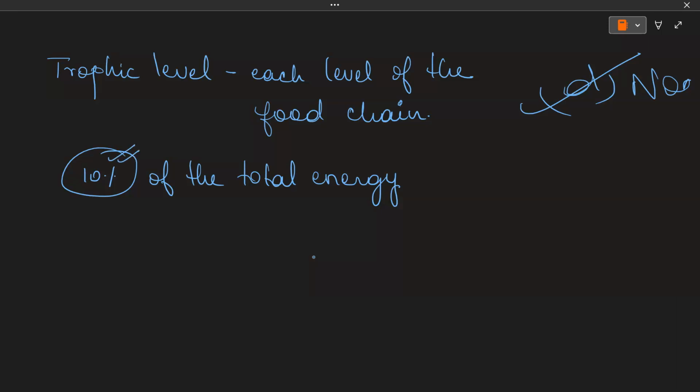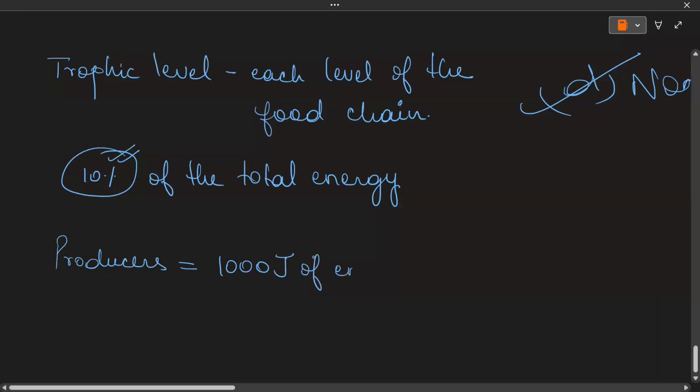10% of what? 10% of whatever total energy is available at that point of time, that will only be transferred to the trophic level. Suppose the producers are producing the energy, while herbivores take it, they just take 10% of energy. Let's just say the producers are making 1000 joules of energy. Now from the producers, it would go to the herbivores, right?